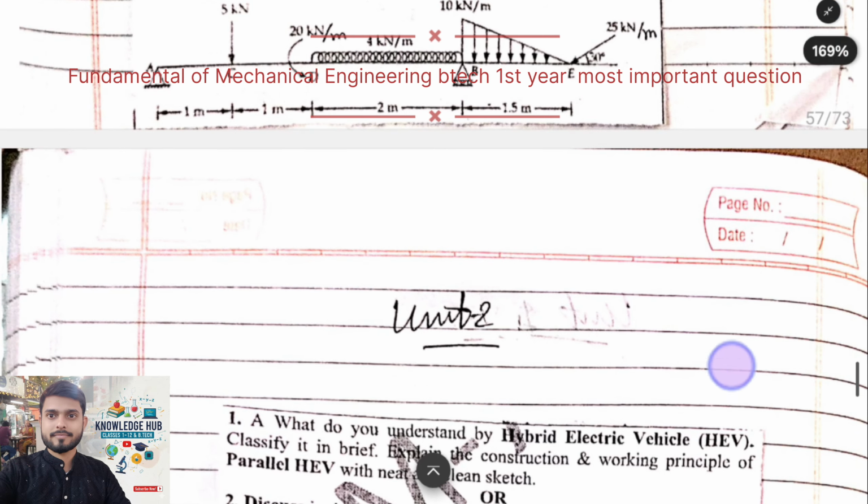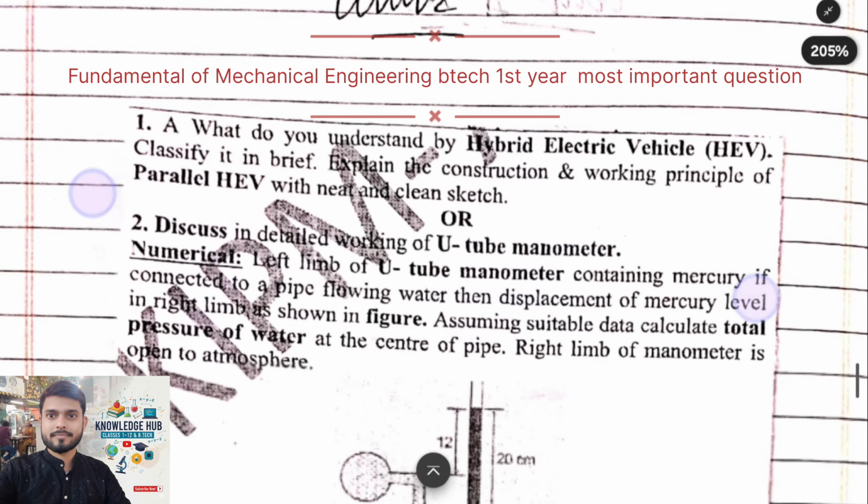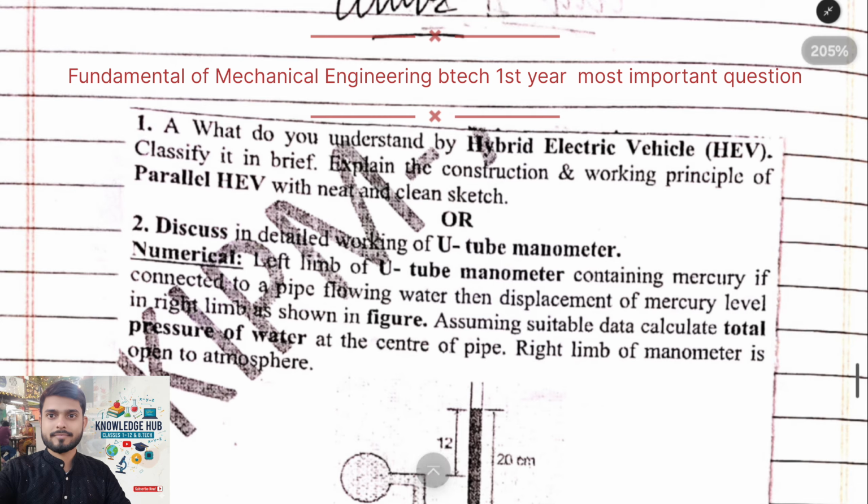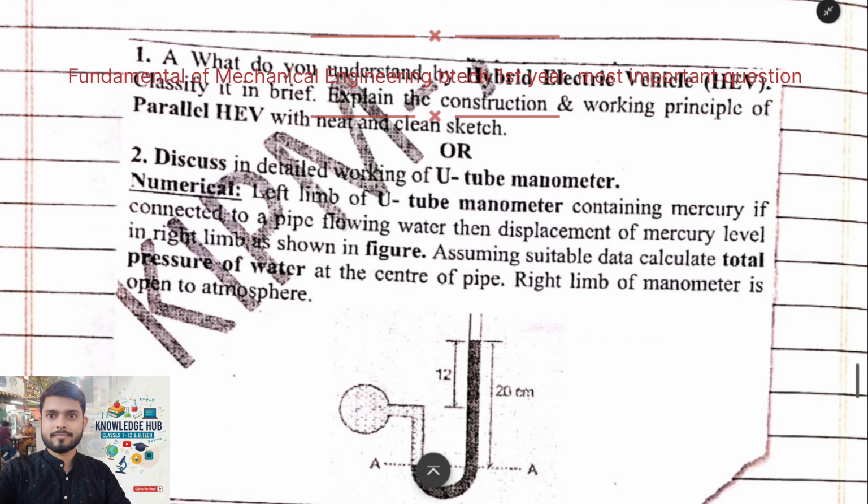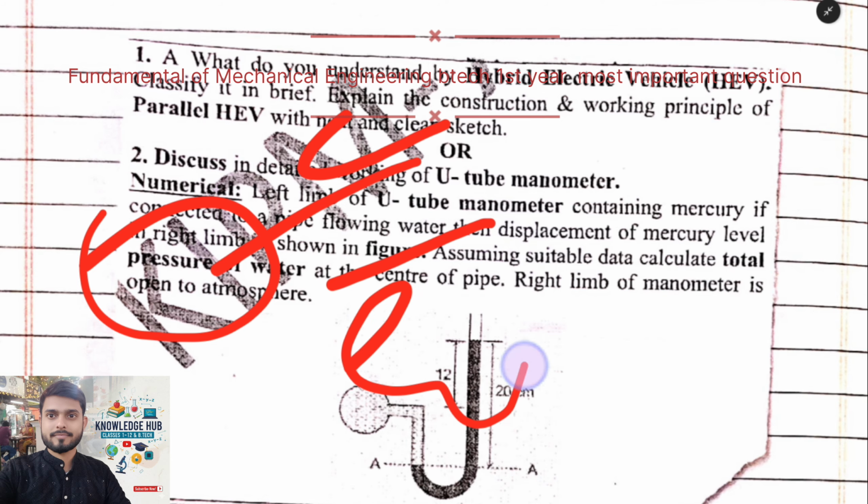Now we will proceed to Unit 2, the most important questions. Unit 2: What do you understand by hybrid electric vehicle, HEV? Classify in brief. Explain the construction and working principle of parallel HEV with a neat diagram. So basically this is a conventional vehicle compared with EV, which means electric vehicle.